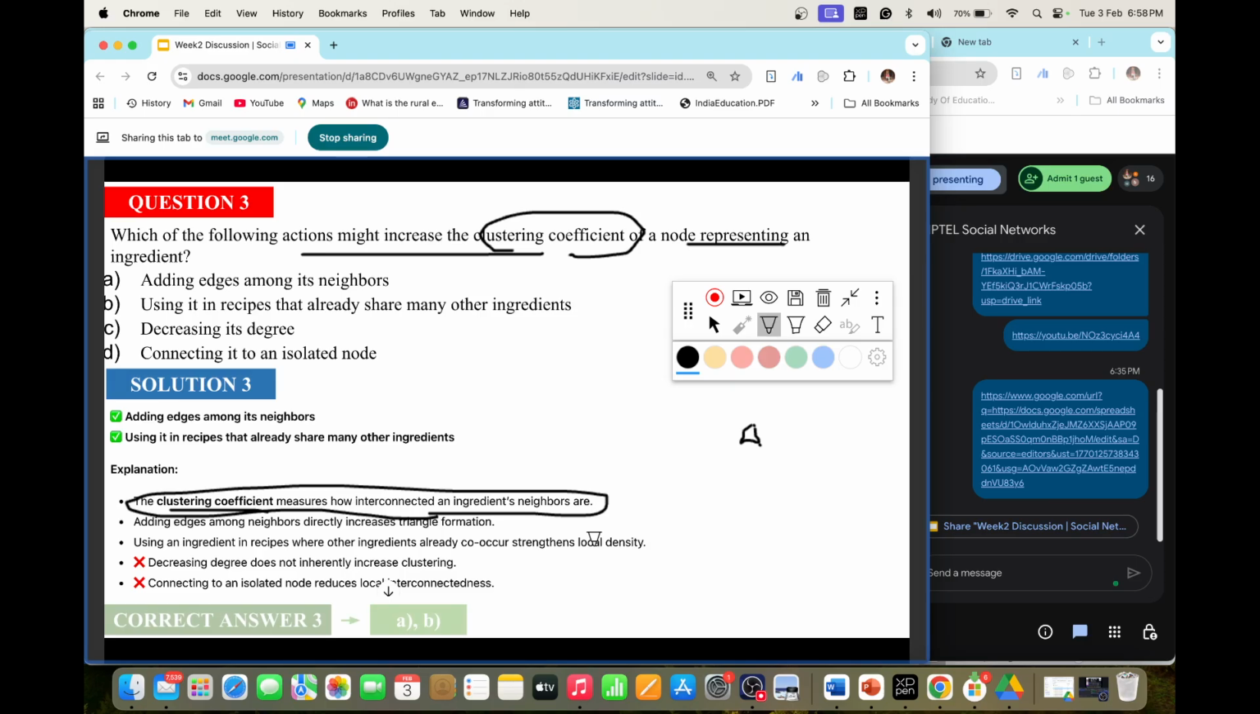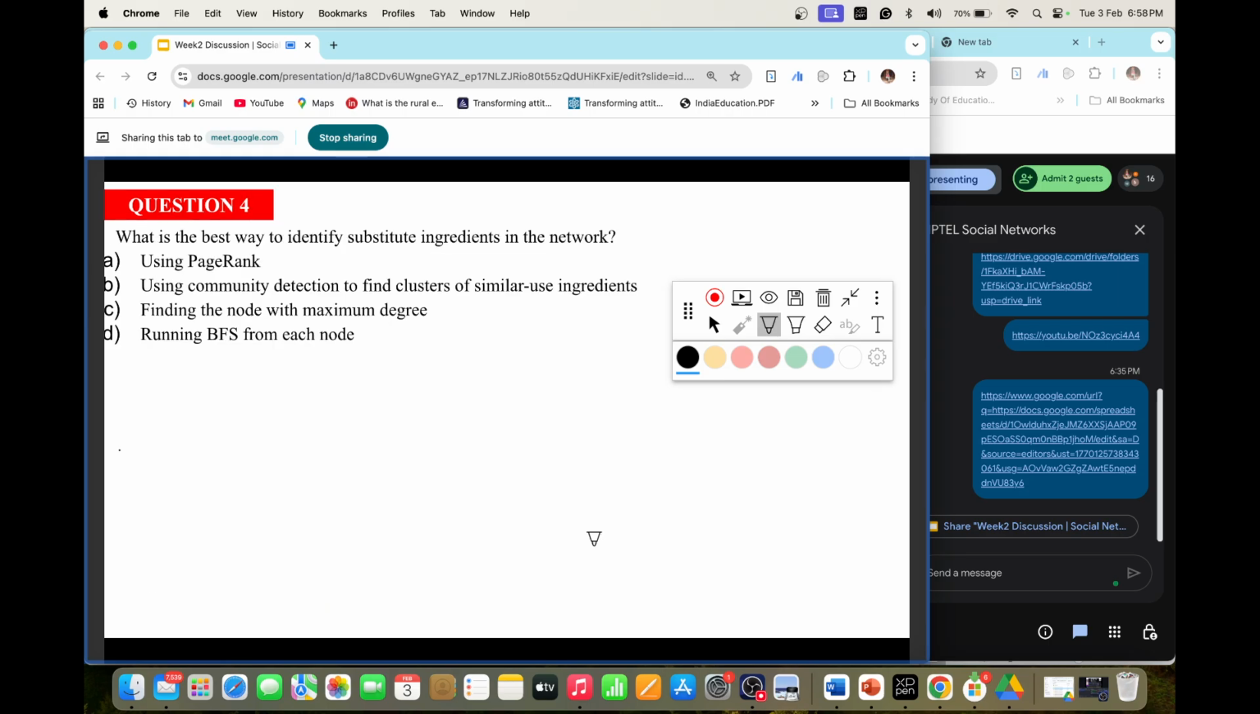So option A as well as option B is the correct answer. Now let's move on to the next question.